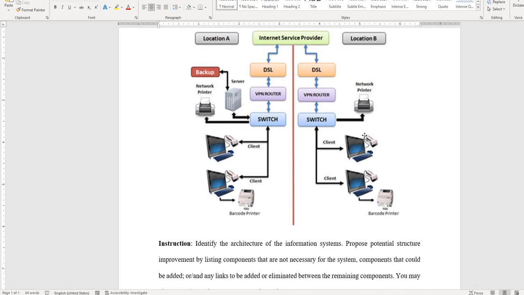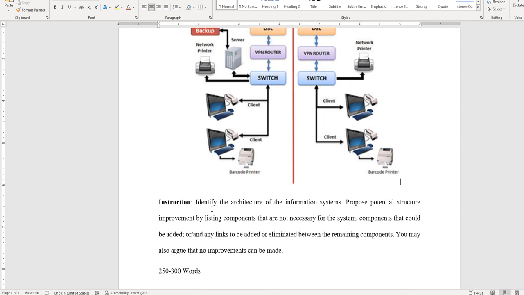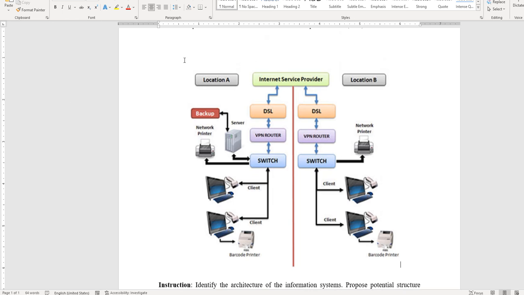Okay, so an image is given which is related to the point of sale system, and the instruction is to identify the architecture for the information system and propose potential structure improvements by listing components that are not necessary for the system, components that could be added, and any links to be added or eliminated between the remaining components. Basically, we have to improve this information system, so we can remove some devices or add some new features to ensure that the system is perfect.